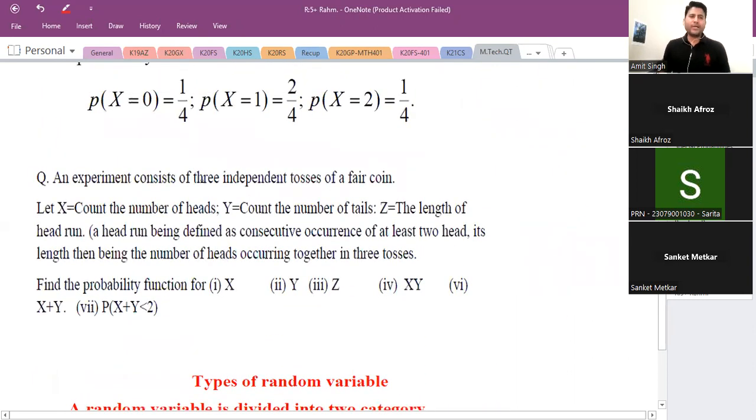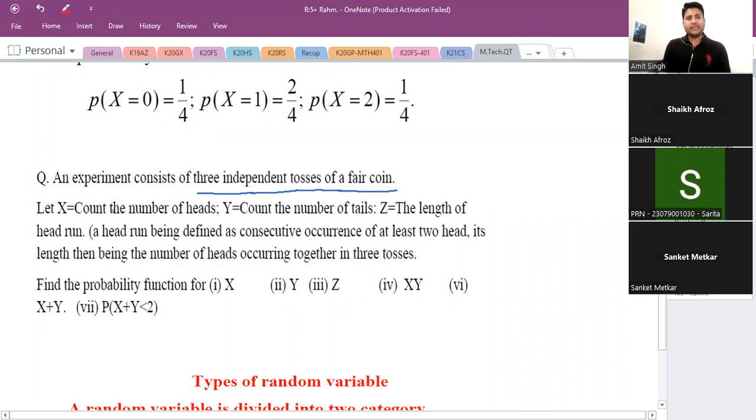I am taking one more example to be more clear on this concept. Now, a random experiment consisting of three independent tosses of a fair coin. That means a coin is tossed three times.